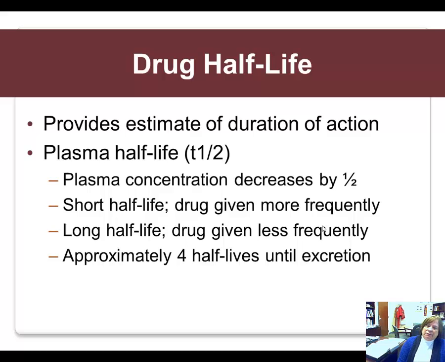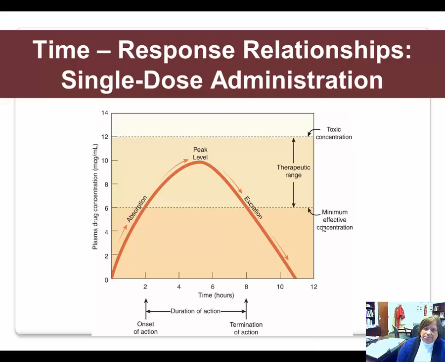A half-life provides an estimate of the duration of action. A plasma half-life decreases by half each time. If a drug is known to have a short half-life, it has to be given more frequently. If it has a long half-life, the drug is given less frequently. And lots of times your drug guide is going to tell you what half-life it has.